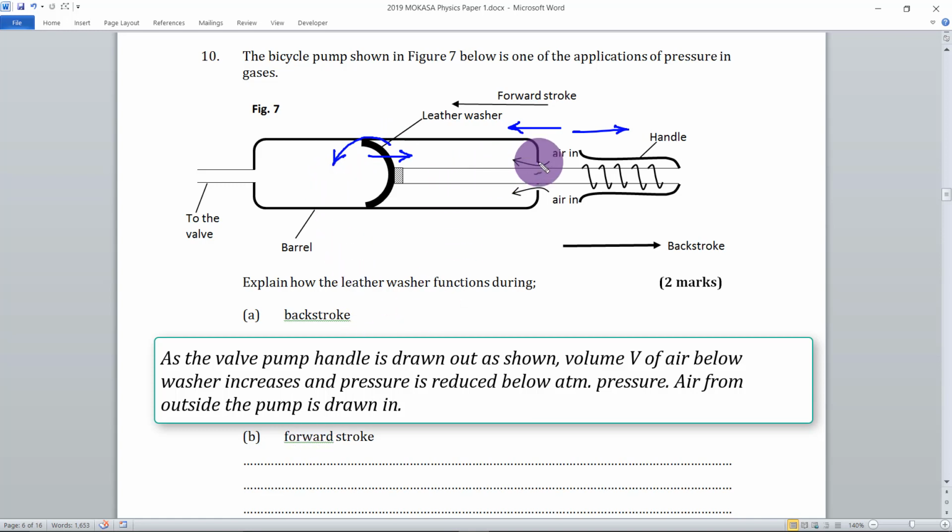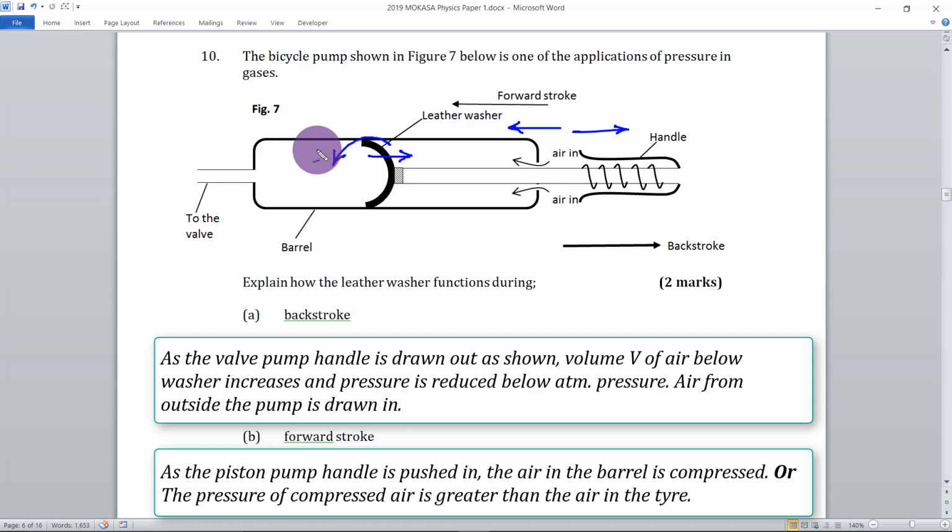How about during forward stroke? During forward stroke, remember we've got some air moving into this region here. We've got more air molecules now inside here than before we pulled the handle backwards. Now we are tending to compress that air by reducing its volume. So pressure is going to increase here, and it will be higher than atmospheric pressure. But this air cannot escape back here, because the amount of force it is exerting on the washer is such that it tends to make the washer press firmly against the walls of the barrel. So in this section, no air can escape back into this region.